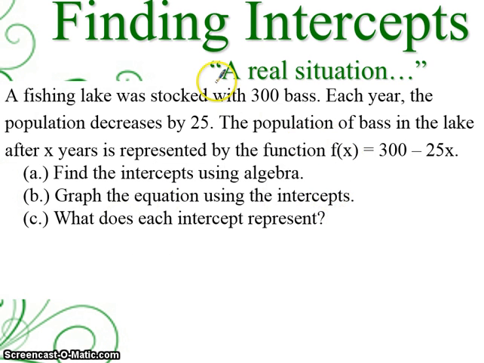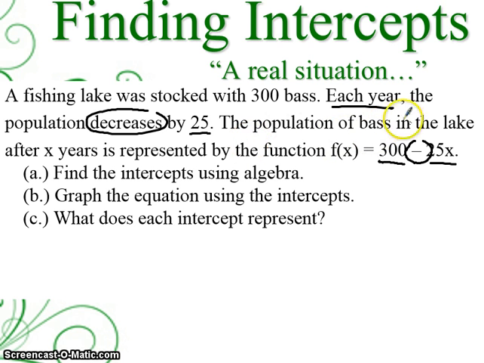Now, let's look at a real-world situation. Our goals are to find the intercepts, graph the equation using those intercepts, and then talk about what each intercept represents. So a fishing lake was stocked with 300 bass. That means to start there were 300. And the population decreases, which is where we get the subtract sign, by 25 each year, which is minus 25 times x because it repetitively occurs.